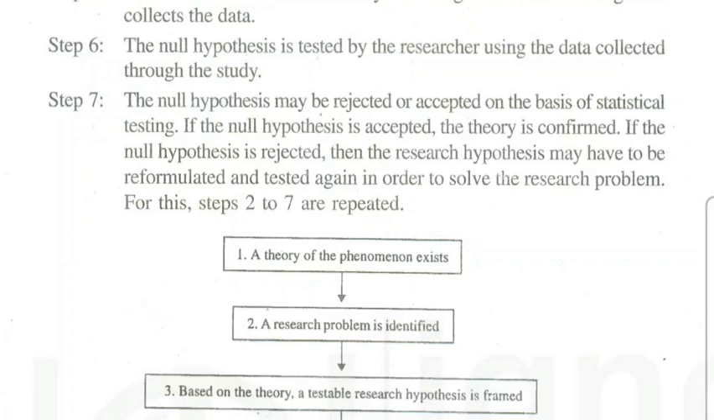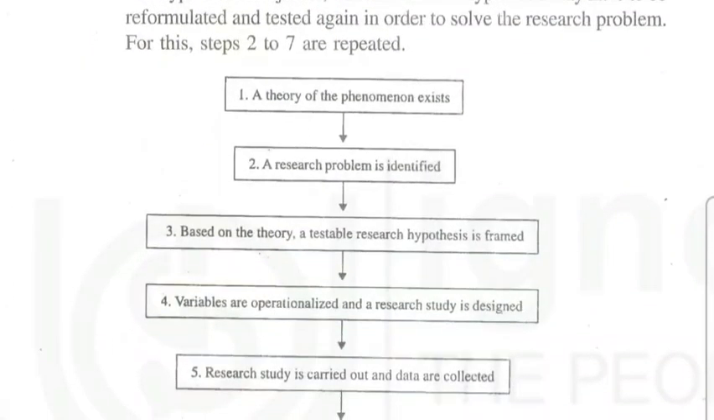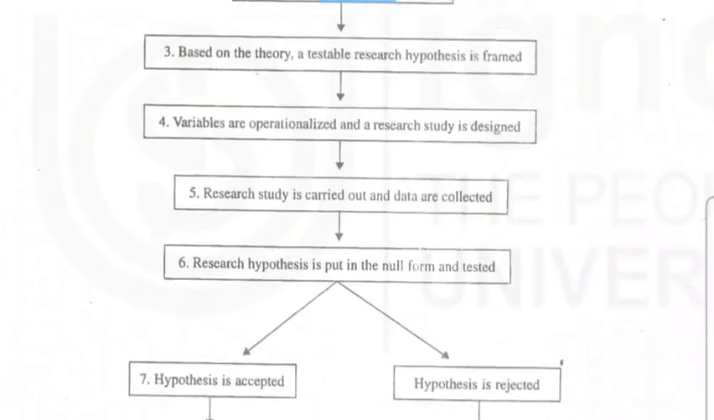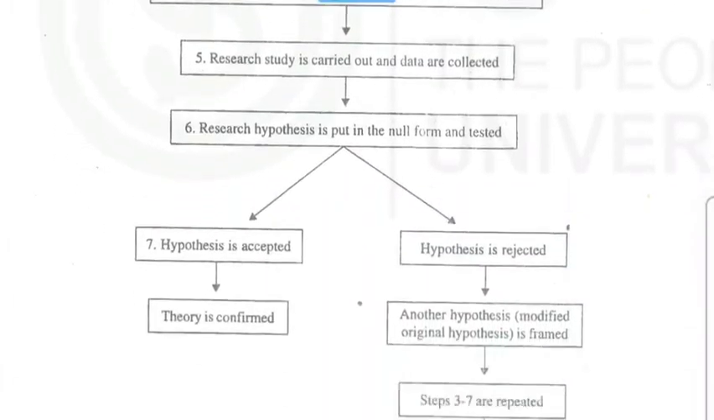Flowchart on using the scientific method. 1. A theory of the phenomenon exists. 2. A research problem is identified. 3. Based on the theory, a testable research hypothesis is framed. 4. Variables are operationalized and a research study is designed.